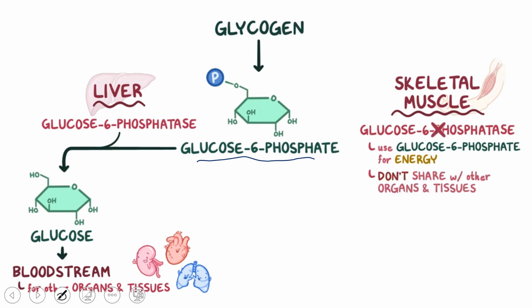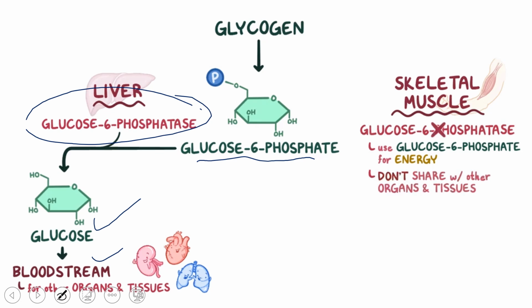In the liver, because the hepatocytes have the glucose 6 phosphatase enzyme, glucose 6 phosphate is converted to glucose, and it goes into the blood circulation, and almost all other tissues will use the glucose. So whatever glucose is produced in the liver will be available for all other body tissues also.